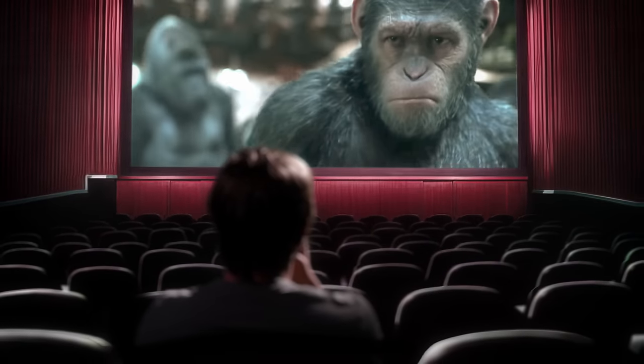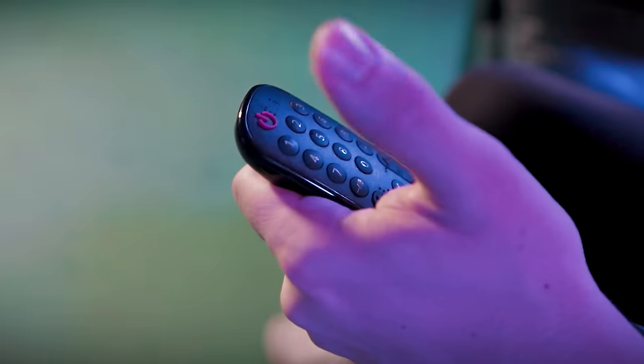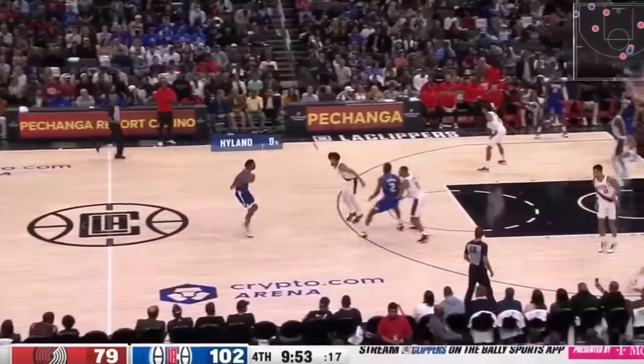As a visual effects artist, when I'm watching movies, I can't help but get distracted analyzing all the awesome and sometimes not so awesome visual effects on screen. When I'm watching sports, however, that part of my brain is turned off. Until recently, when I was watching a basketball game minding my own business and saw this.